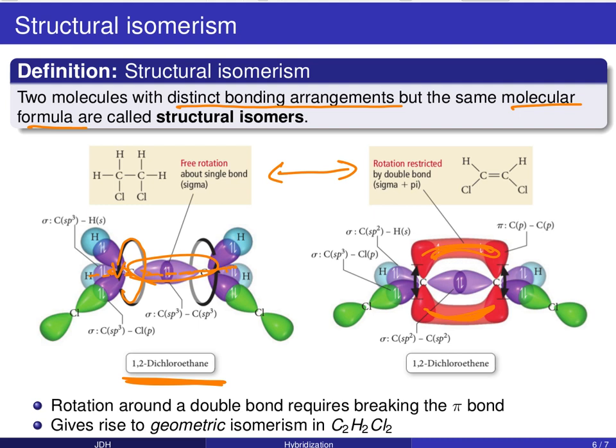Now, the situation is different here with the double bond. This double bond is dependent on the side-to-side overlap of these p orbitals.